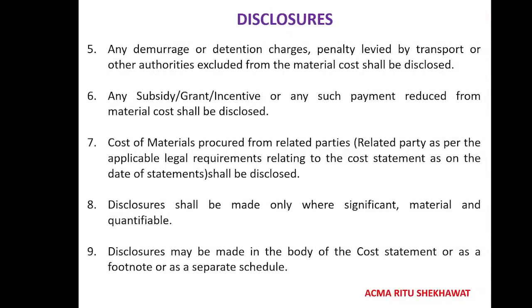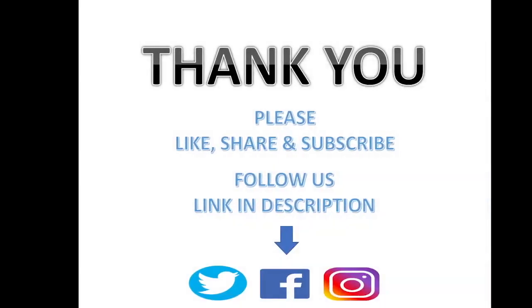Any demurrage, detention, penalty, subsidy, cost of material procured from related parties, and requirements related to the cost statement shall be disclosed. Disclosures will be made only where significant and quantifiable, and disclosure should be stated in the cost statement in the body, below it as a footnote, or as a separate schedule. So this is the cost accounting standard 6 on material cost.